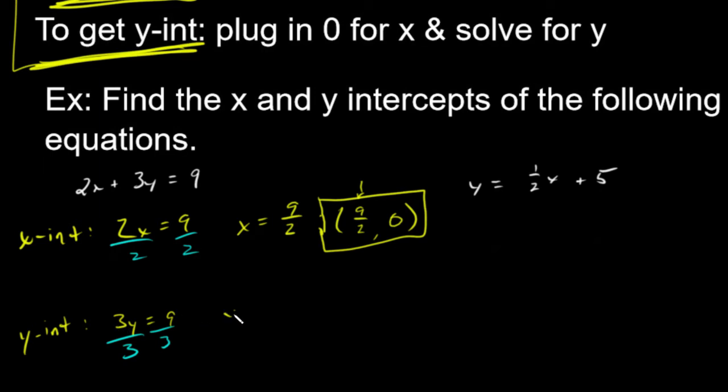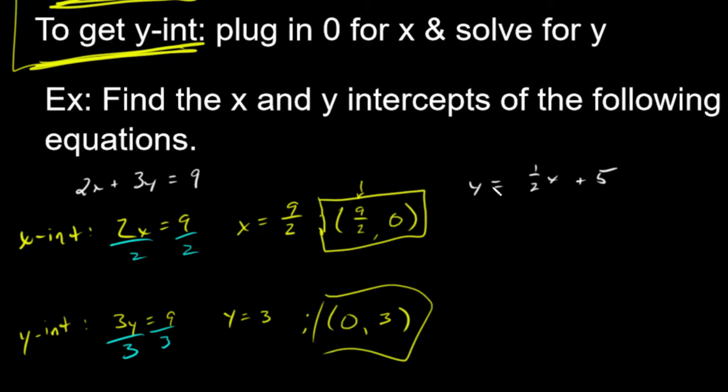And you get y is equal to 3. And so what did we plug in for x? Well, we plugged in 0 for x, so it's going to be 0 in for x on the ordered pair, and we got out 3 for y. And so this is your y-intercept. There's your x-intercept, there's your y-intercept.